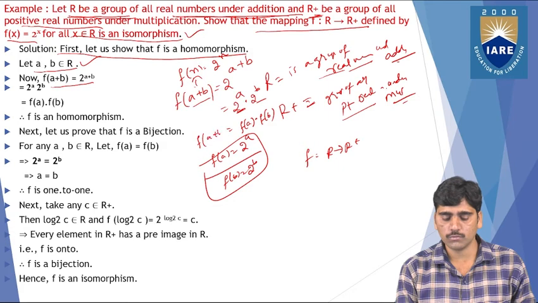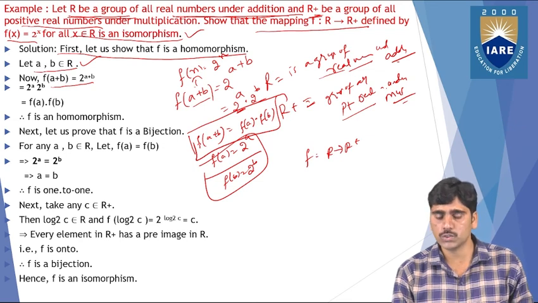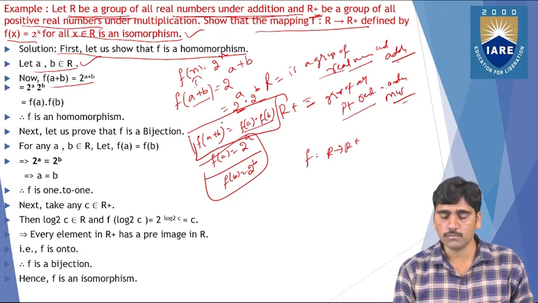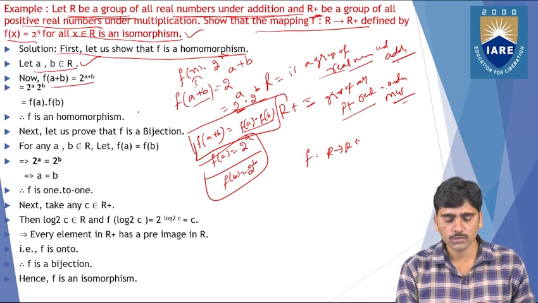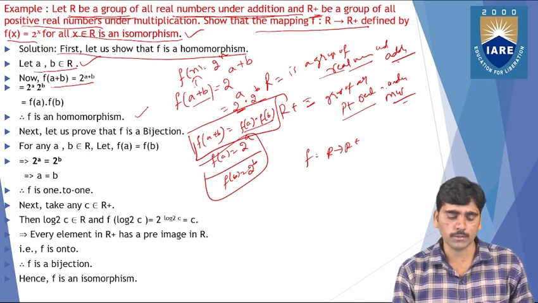So this is what we have to show in the homomorphism, right? Whenever f of a plus b equals f of a dot f of b, then it is said to be a homomorphism. The multiplication f of a dot f of b becomes f of a plus b. So now it is shown to be a homomorphism, right?